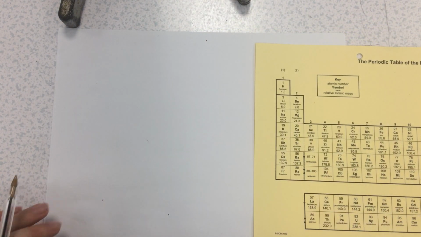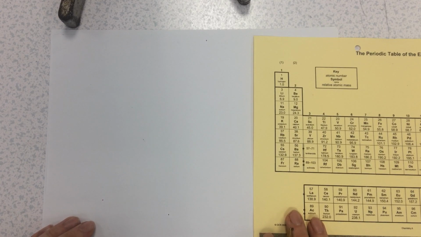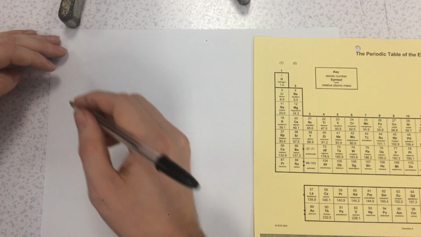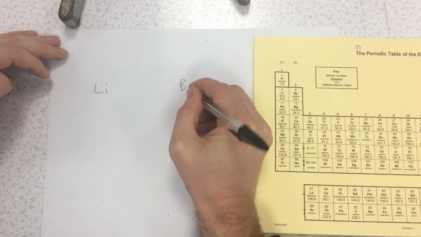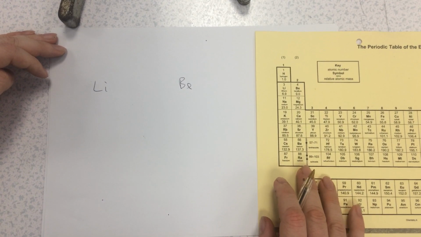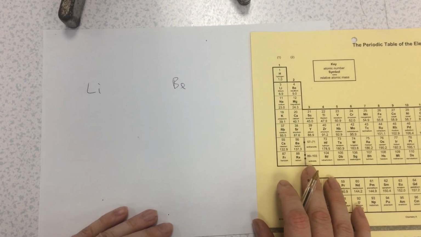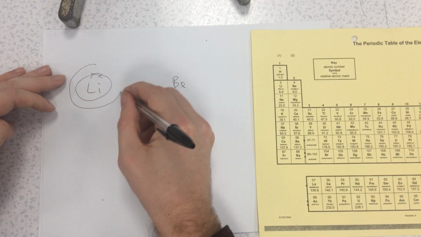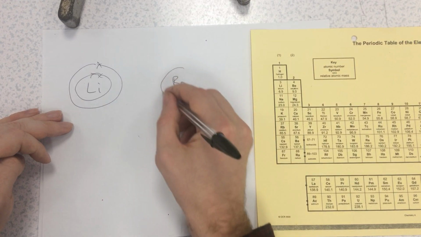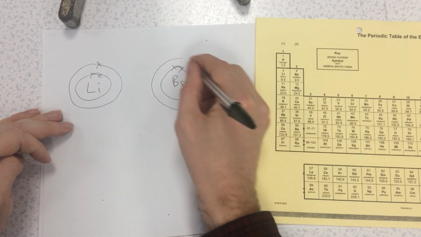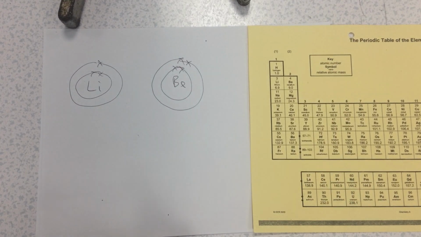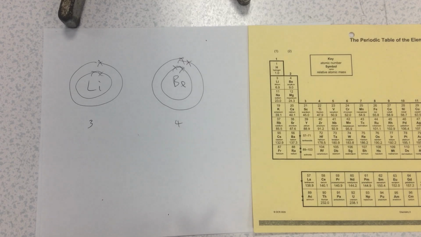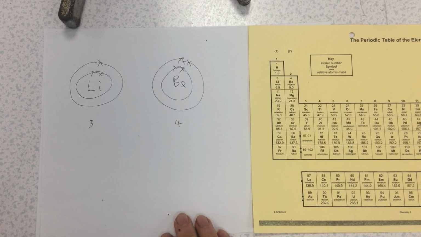If we think about the atomic radius across a period, let's look at, for example, lithium and beryllium. So here's lithium and here's beryllium. Well, they're going to have the same number of shells of electrons. Lithium's going to have 2 in its first shell and 1 in its outer. Beryllium's going to have 2 in its first shell and 2 in its outer.